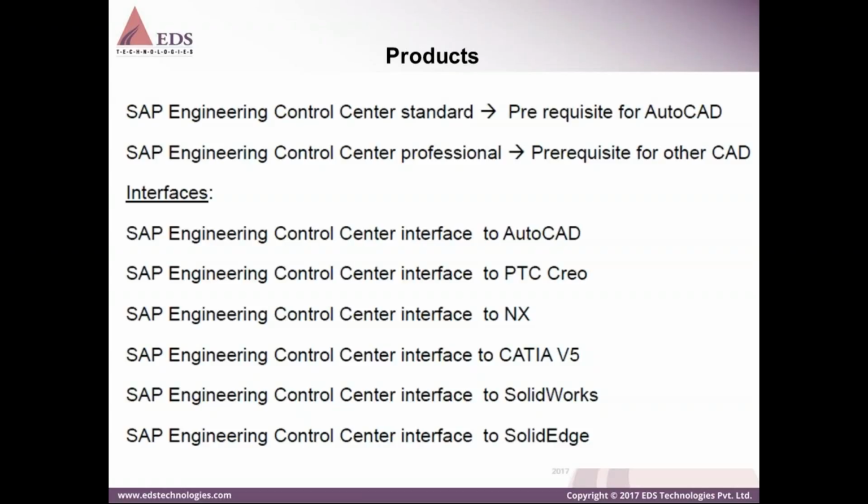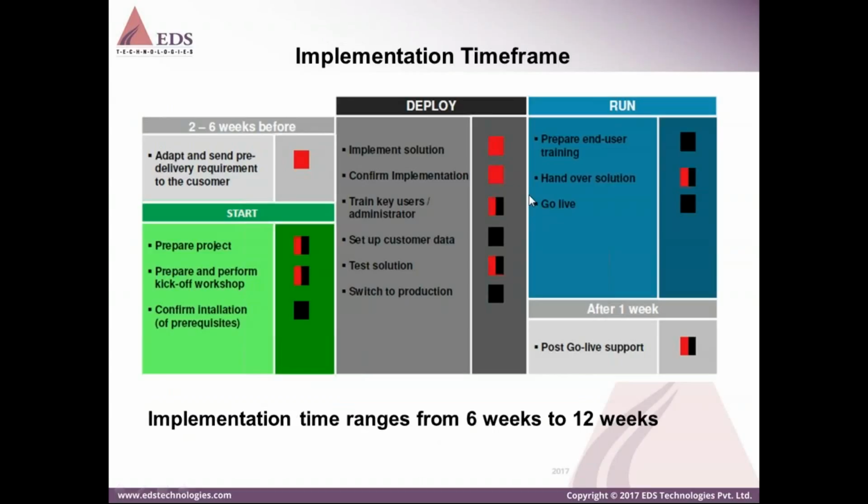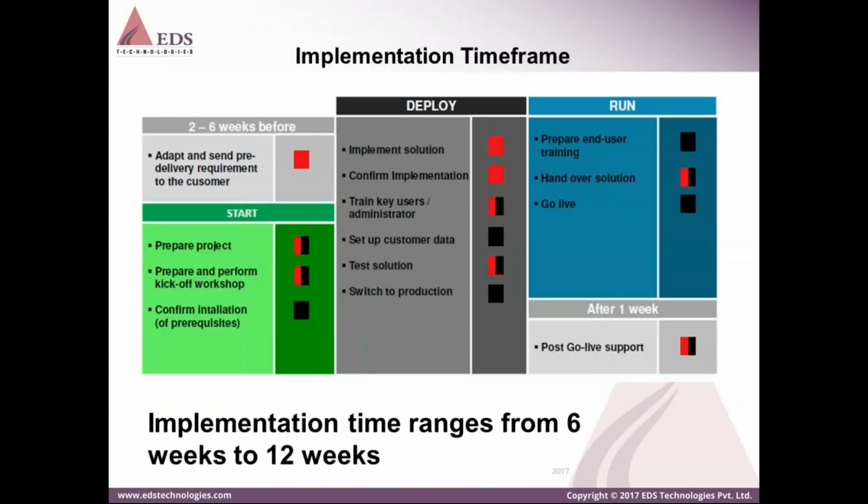If the customer has both Creo and CATIA identified, the license that would be required is the SAP Engineering Control Center interface to NX and the Engineering Control Center interface to CATIA V5. And in case the customer also has AutoCAD, then he has to buy additionally the Engineering Control Center interface to AutoCAD, apart from the major top two components, which are available as professional and standard editions. That was on the licensing part of it.